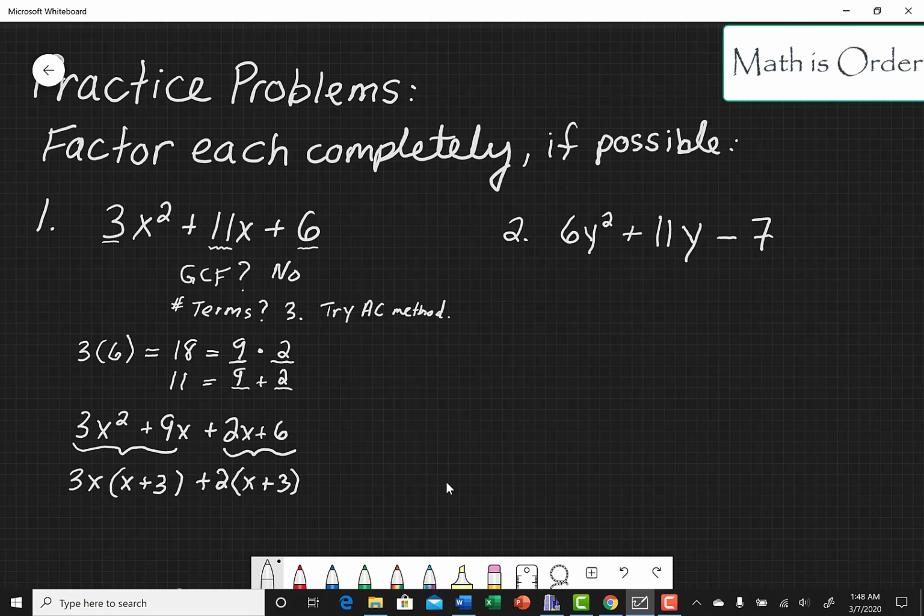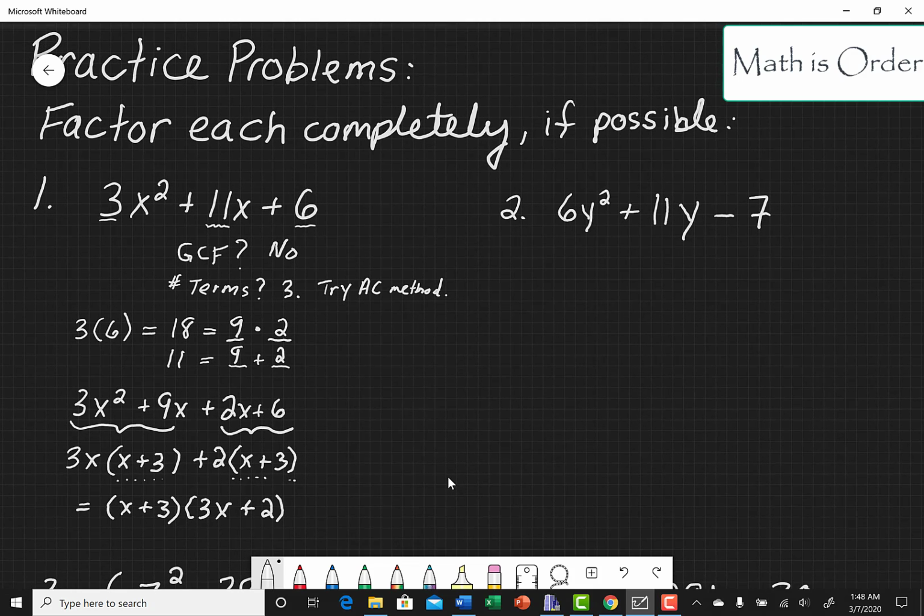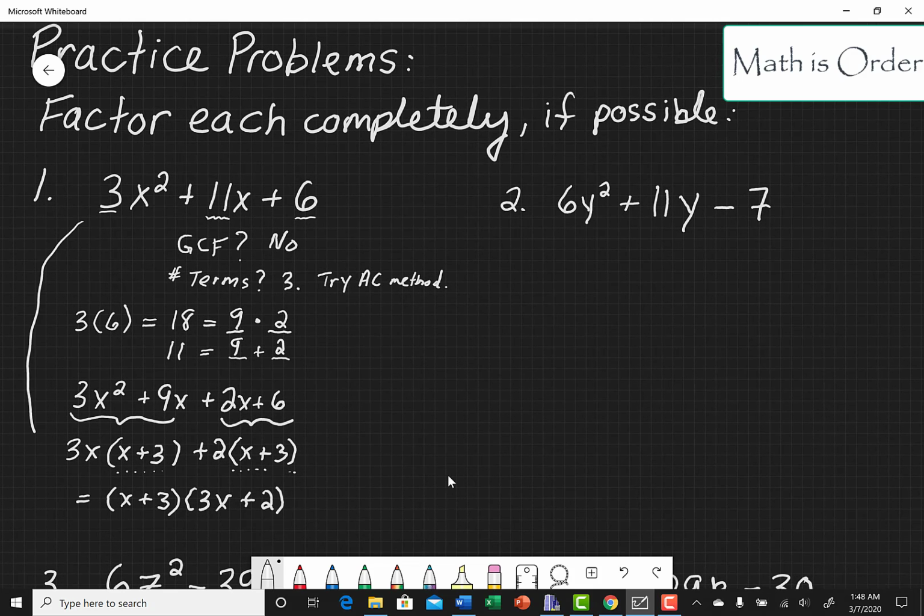And now we see that we have two of the same factors here, x plus 3 here and x plus 3 here. This means that x plus 3 can be factored out of those two terms. Now, when we factor x plus 3 out of this first term, we're going to have left 3x. When we factor x plus 3 out of this second term, we're going to have left plus 2. And that is our final answer. So this thing factors to this. All right? And we do the same technique for each of these questions.